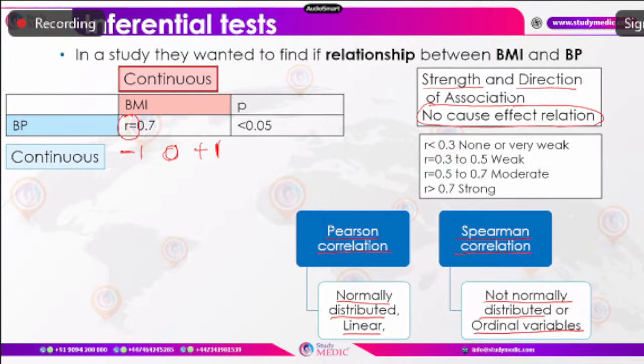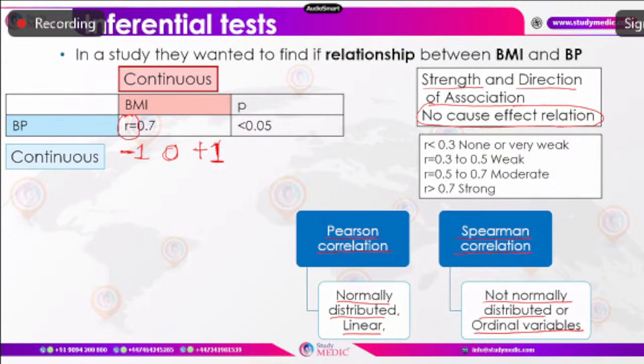Now, how do we find out the strength as well as direction? The direction of the association is found by the sign, whether it is plus or minus R value. If it is plus, the association is positive, meaning as BP increases, BMI increases. If it is minus, the association is negative. For example, as iron increases, TIBC decreases.